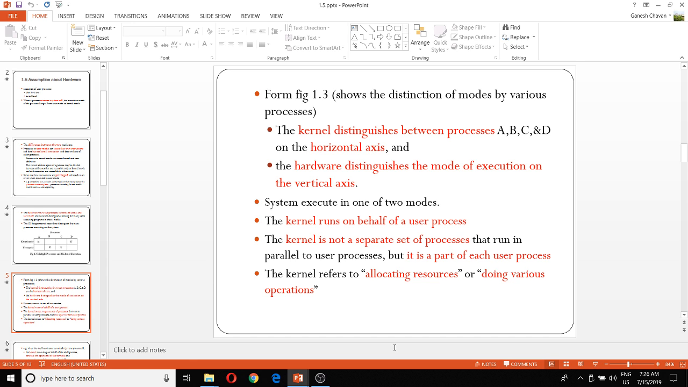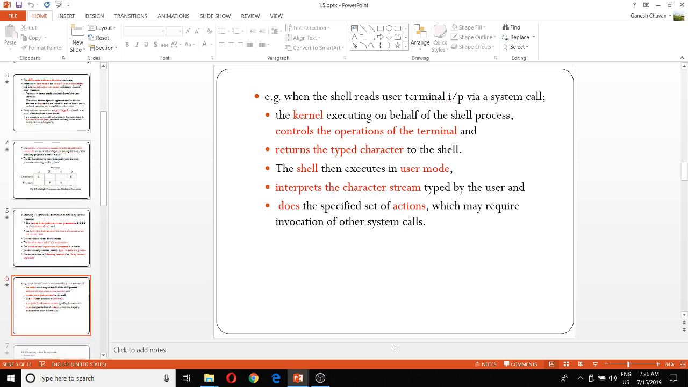The system executes in one of the two modes. The kernel runs on behalf of a user process. The kernel is not a separate set of processes that run in parallel to the user processes, but it is a part of each user process. The kernel refers to allocating resources or doing various operations.